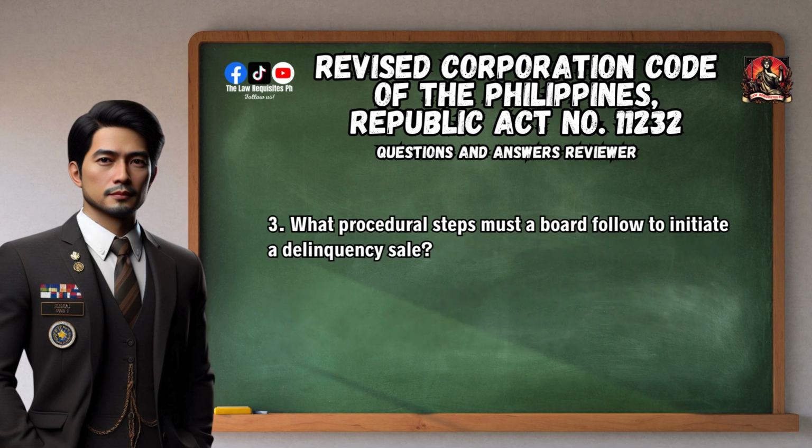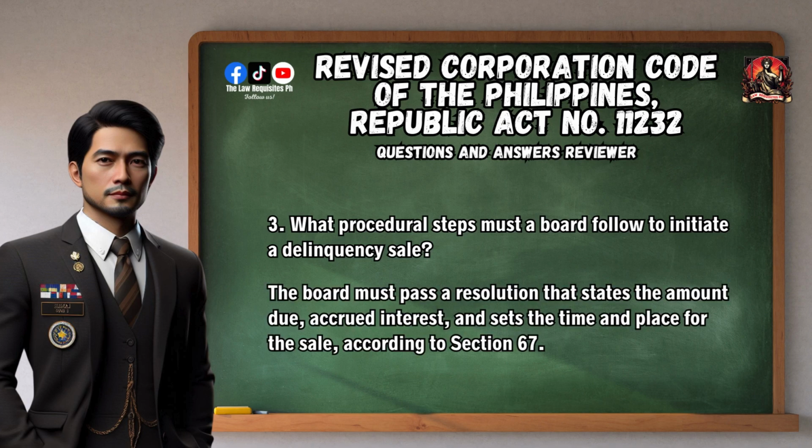3. What procedural steps must a board follow to initiate a delinquency sale? The board must pass a resolution that states the amount due, accrued interest, and sets the time and place for the sale, according to Section 67.